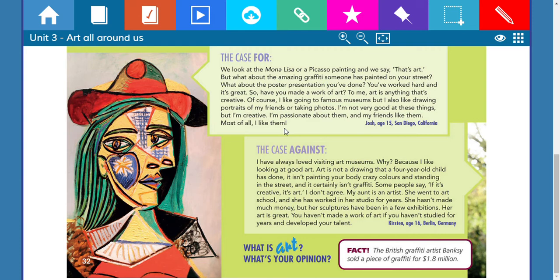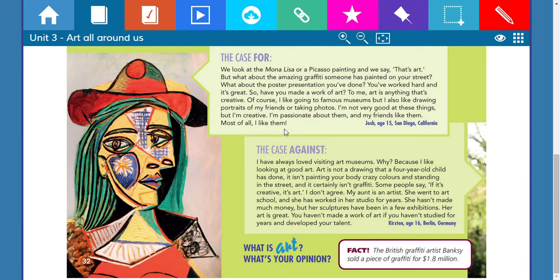Some people say, if it's creative, it's art. I don't agree. My aunt is an artist. She went, no, she went to art school and she has worked in her studio for years. She hasn't made much money, but her sculptures have been in a few exhibitions. Her art is great. You haven't made a work of art if you haven't studied for years and developed your talent. No, in the case against, it says that to be an artist, you need to study a lot.